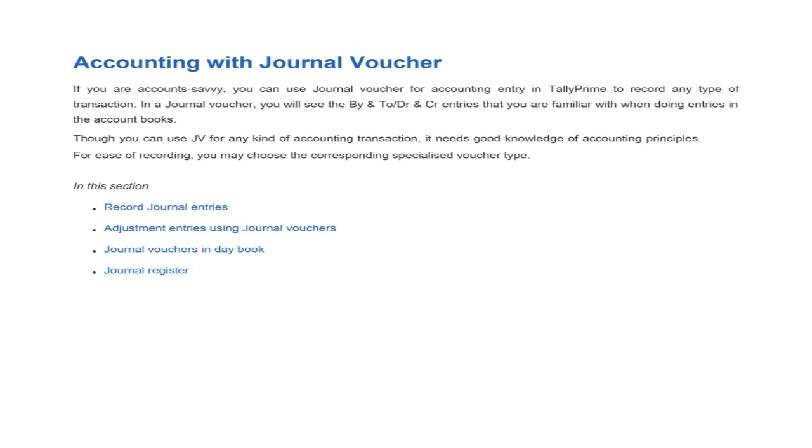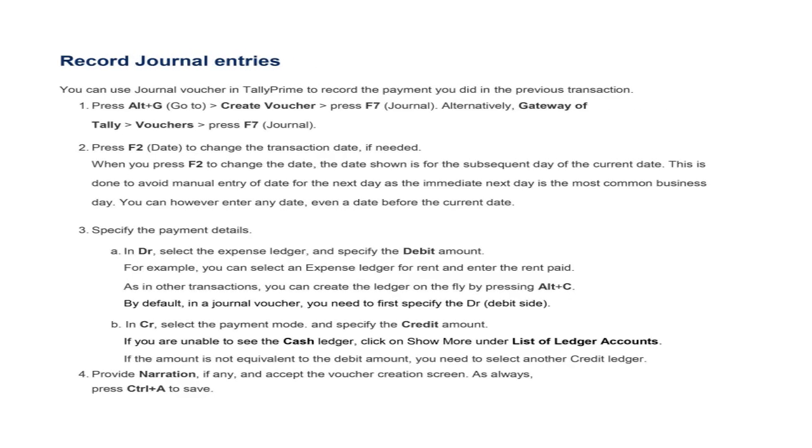In this section, record journal entries. Adjustment entries using Journal Vouchers. Journal Vouchers in Daybook. Journal Register. Record journal entries. You can use Journal Voucher in TallyPrime to record the payment you did in the previous transaction. 1. Press Alt+G, Go To, Create Voucher, press F7, Journal. Alternatively, Gateway of Tally, Vouchers, press F7, Journal.